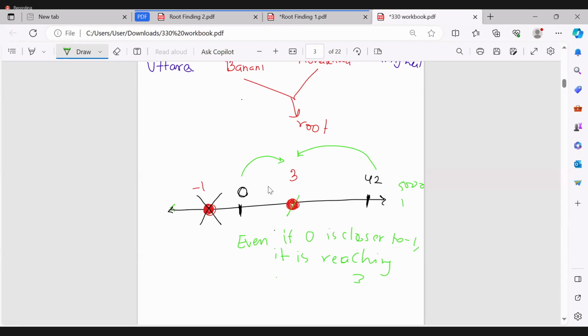Are you getting the idea? Both the roots are blocked. No matter where you start from or what you do, you will not be able to reach any of the roots.